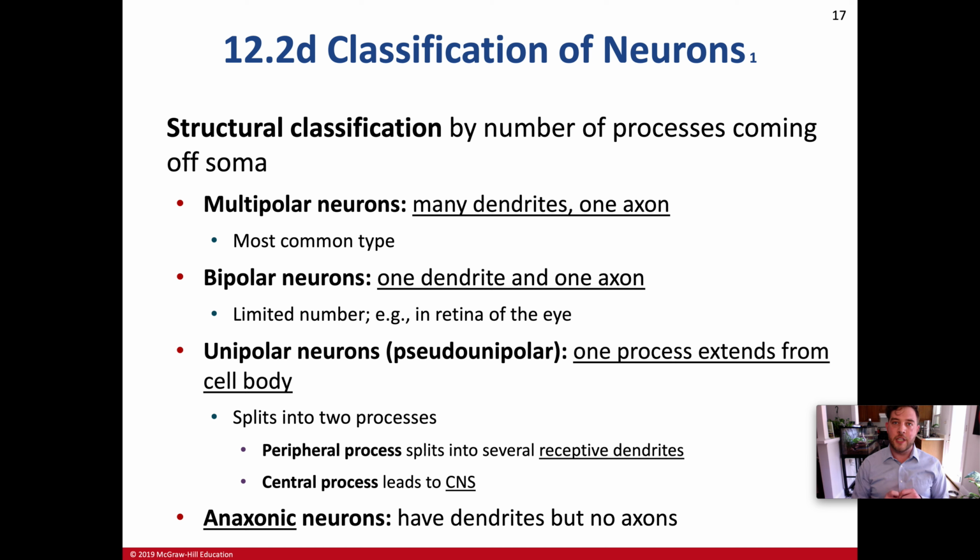It will split off into the peripheral and the central side. The peripheral process is what's coming from the dendrites, receiving sensory input from your periphery, whereas the central part is going towards the central nervous system to relay that information. You also have what are called anaxonic neurons. These have dendrites but no axons. So these are typically your interneurons. Not all interneurons, most interneurons are multipolar. But if a neuron is anaxonic, it is an interneuron because it's only going to be receiving that information.